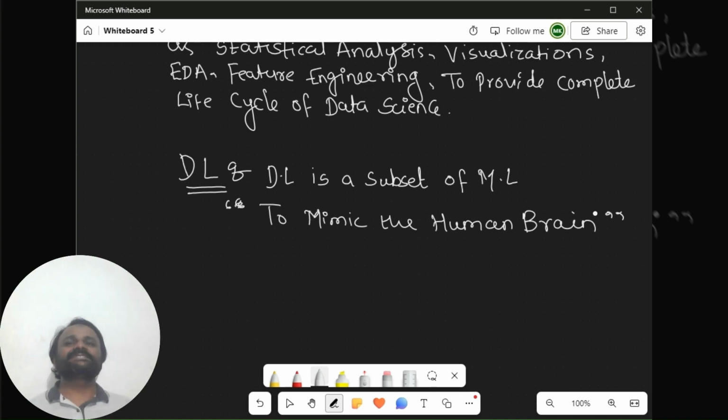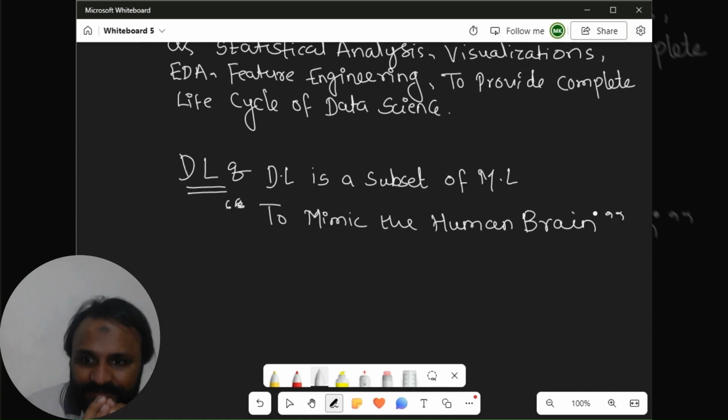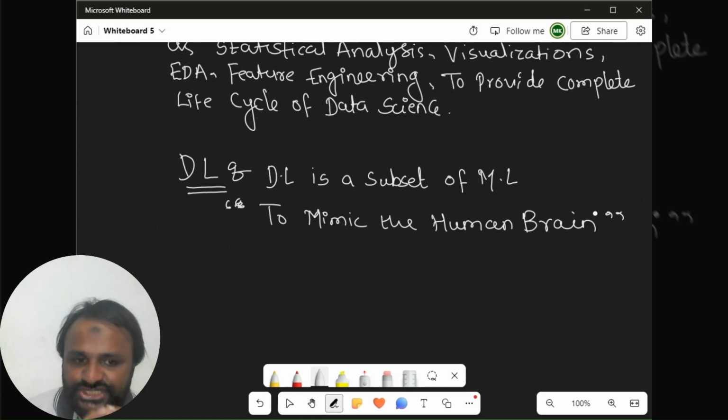And deep learning is capable because it is more advanced compared to traditional machine learning algorithms. The main aim of deep learning is to mimic the human brain, just like how a human being thinks, how a human being responds, how a human being looks at a particular image. Similarly, your machine is capable of being trained from that perspective.